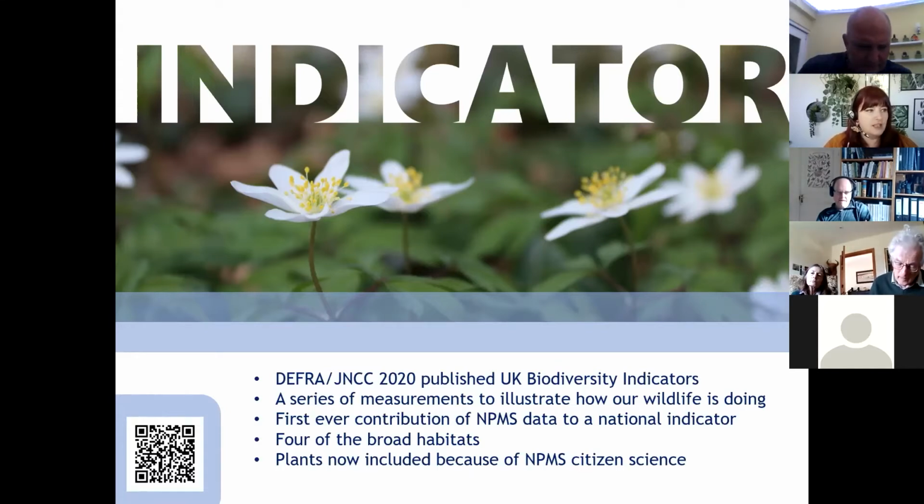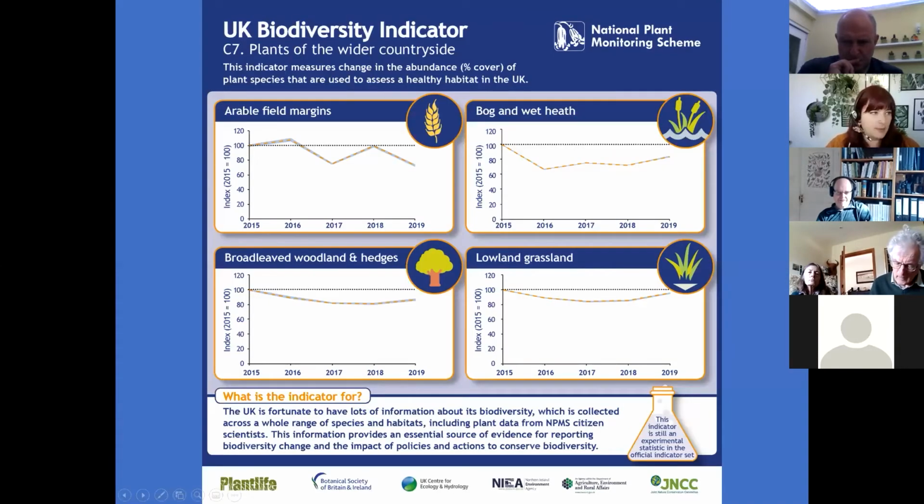Just released the other day was a little video that I produced about the indicator. And this is a little infographic that I had made earlier in the year, just to demonstrate exactly what that means, because sometimes we throw these terminologies around and we're not quite sure what that actually means. So as I said, it's those 4 habitats: arable field margins, bog and wet heath, broadleaf woodland and hedges, and lowland grassland that were included in that indicator.